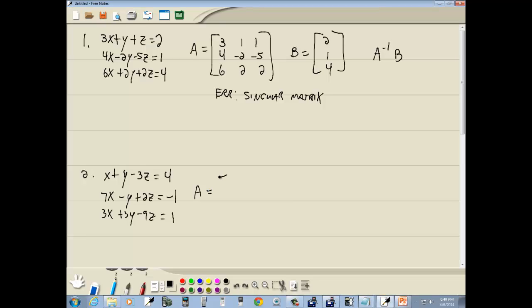Yeah, it looks good. Okay, so A, we're going to drop our X, Y, and Z's and keep the numbers in their signs. So we got 1, 1, negative 3, then 7, negative 1, 2, 3, 3, negative 9. And B will be the numbers on the right side, the constants. So I got 4, negative 1, 1. So variable terms and constant terms.